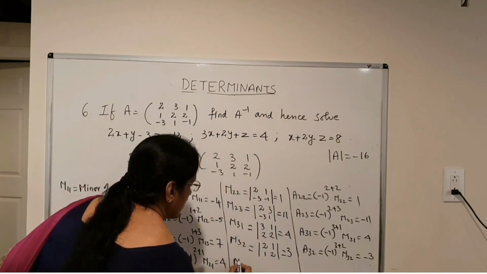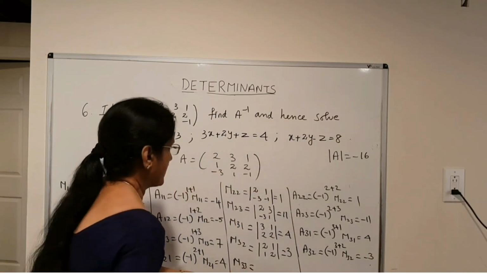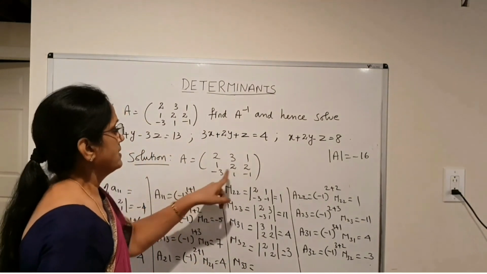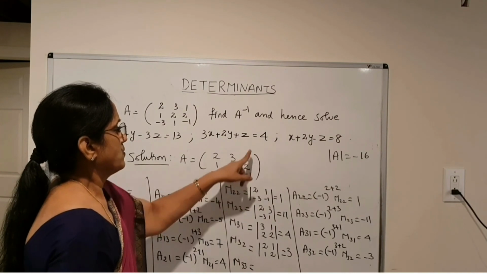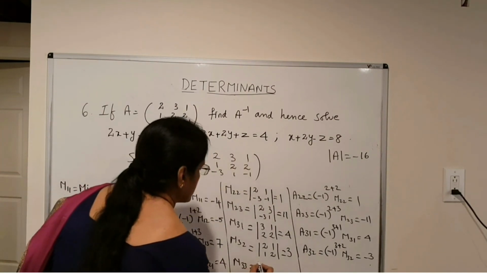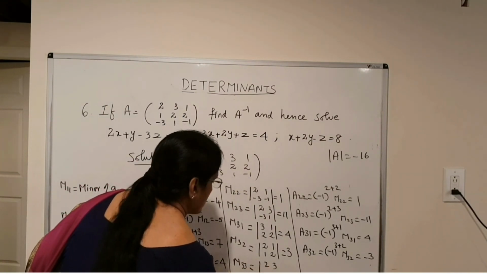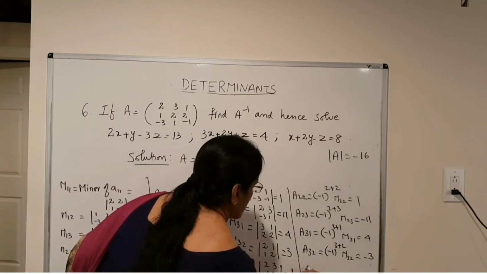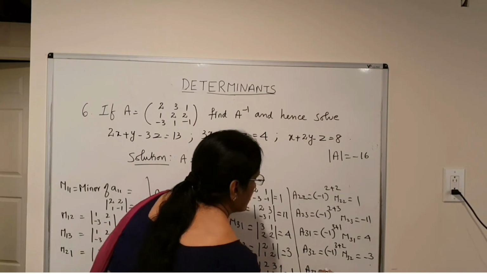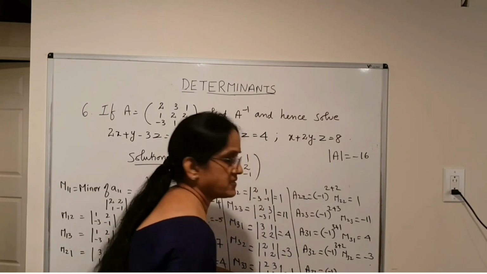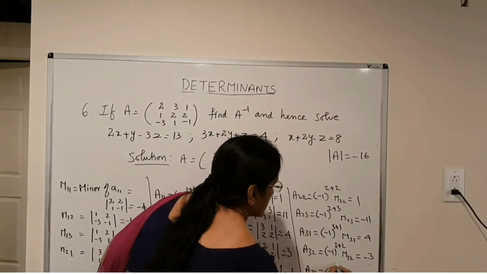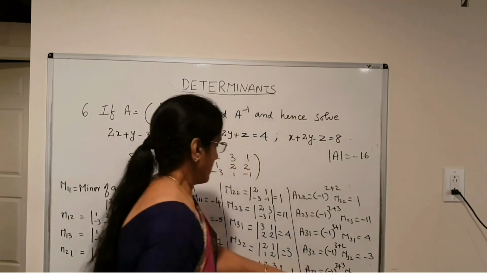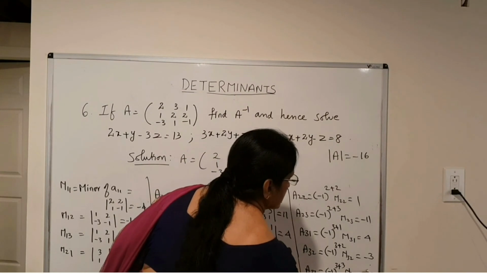Now the last one, M33, which is the minor of the element A33, which is minus 1 over here. Leaving the third row and the third column, I will be getting 2, 3, 1, 2, which is 4 minus 3, 1. So the corresponding A33 will be minus 1 to the power I is 3, j is 3. So 3 plus 3 into M33, which will be 1 into 1, 1.